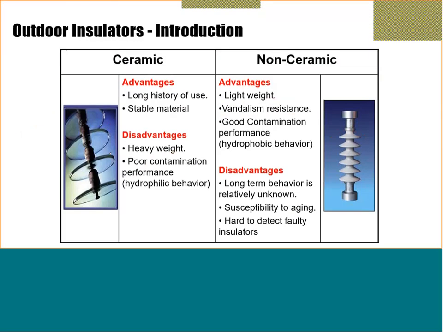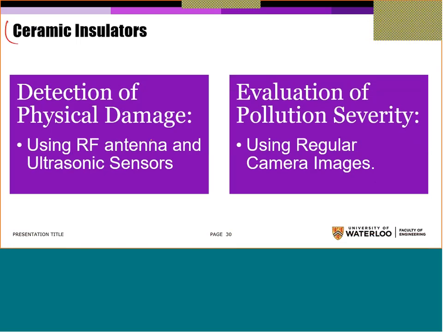Okay, so here I want to start with ceramic insulators. I will talk about two different problems. The first one is detection of physical damage using an RF antenna and ultrasonic sensor, so we'll see how we can do that. The second problem is how to evaluate the pollution severity. How severe is the pollution? And we will use a camera. So here we'll talk about three sensors: RF antenna, ultrasonic sensor, and regular camera.